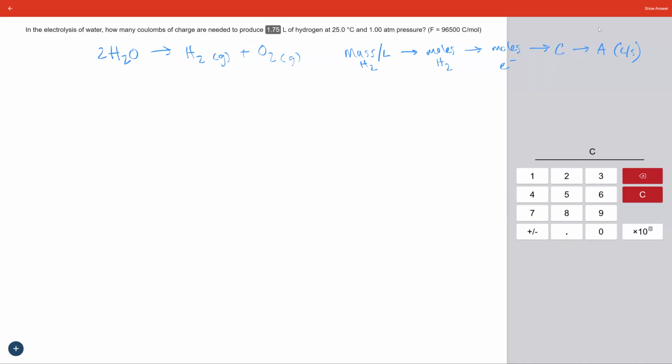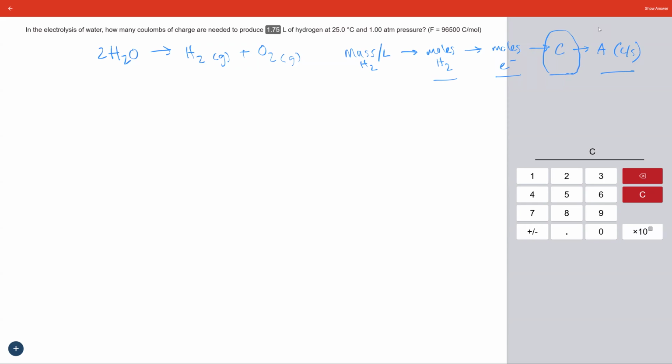Now, with electrolysis, we got a couple options. Here we're given the liters of hydrogen produced at a certain temperature and pressure, which we'll need to get to moles. And then we need to get into moles of electrons. So we need our balanced half reaction. That can then get us into charge, which is coulombs. And if we wanted to go one step further and figure out our amperage, coulombs per second, but in this case, we are going to stop here.